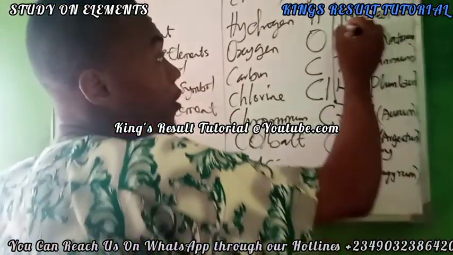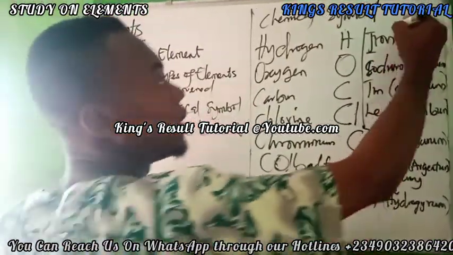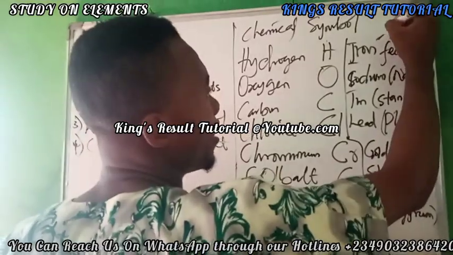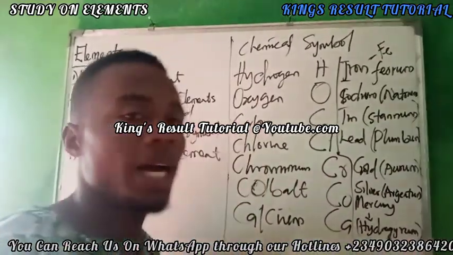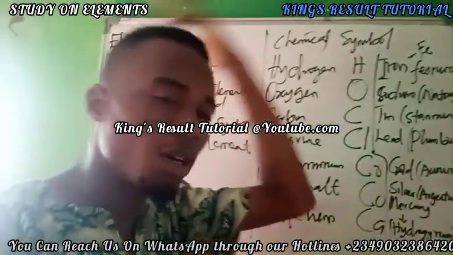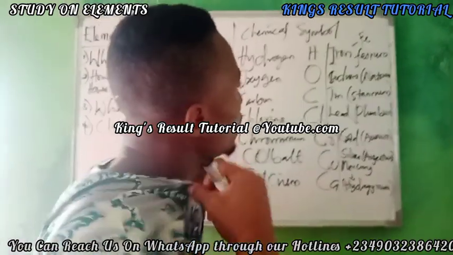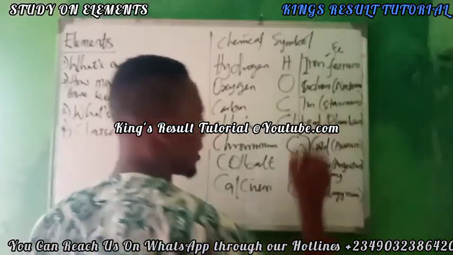So we can see that for iron, in your textbooks or from your study, notice that the symbol for iron is capital F and E. The reason for that is that the chemical symbol of iron is gotten from its Latin translation. So why is sodium known as Na?